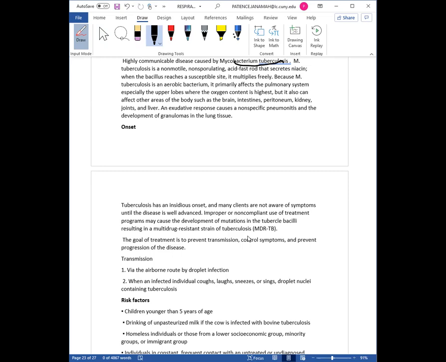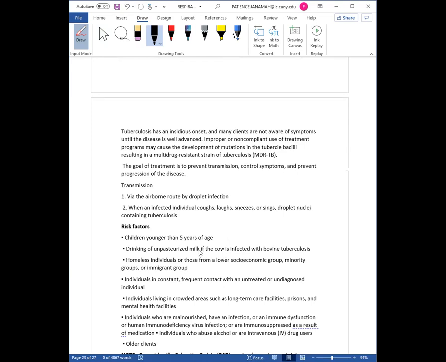The goal for treatment is to prevent transmission, control symptoms, and prevent progression of the disease. Transmission is by the airborne route through droplet infection. So the mode of transmission is airborne and through droplets, and you want to use airborne and droplet precautions. When an infected individual coughs, laughs, sneezes, or sings, droplet nuclei containing the bacteria are released, and if you inhale it, you're going to get it. So when a patient presents to you and shows you the symptoms and you think it's tuberculosis, you want to put the patient in isolation.